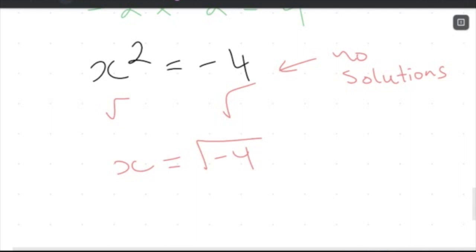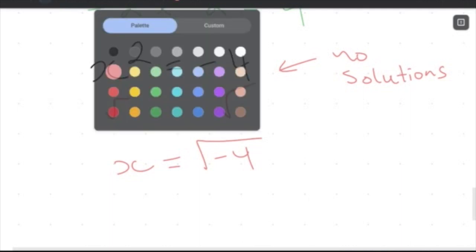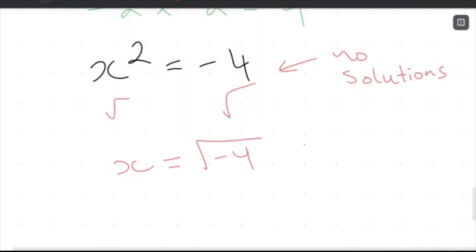It's not going to register. It's not going to work. So that means that we can't do this. Hence, we have no solutions for this particular thing.